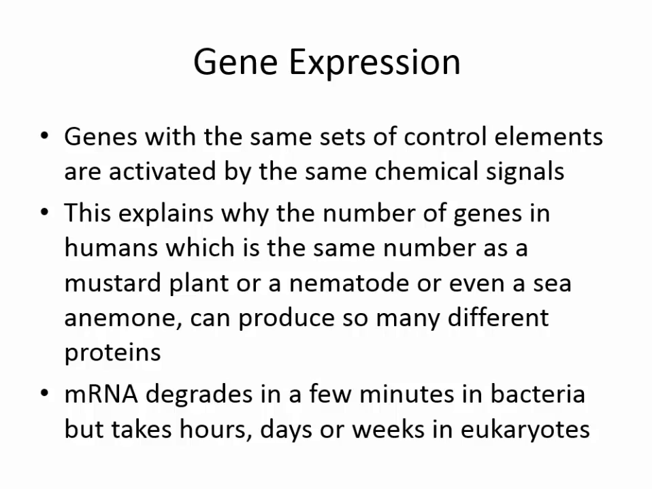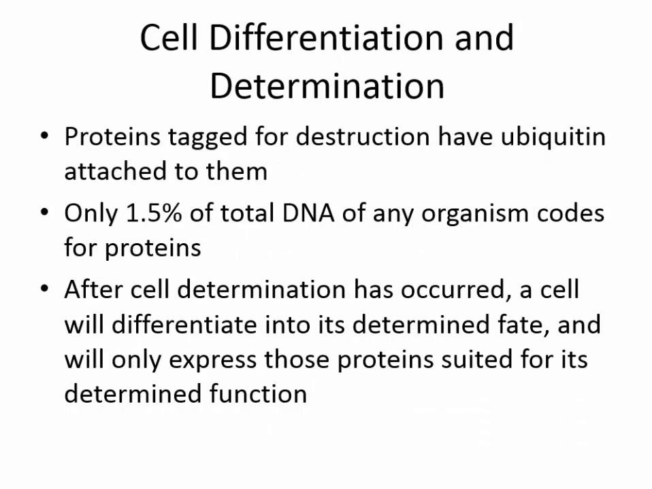because there are different control elements which are activated by chemical signals, the genes in humans can produce so many different proteins. Messenger RNA degrades in a few minutes in bacteria, but takes hours, days, or weeks in eukaryotes. Proteins tagged for destruction have ubiquitin attached to them. So that's a nice name. And any protein that is doomed will have this ubiquitin attached to it.